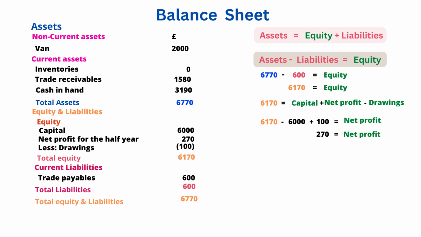This is how we find out the net profit through the balance sheet. We need to use the accounting equation. But if you do the profit or loss statement first, we don't need to use that. So we already have the net profit that came from the profit or loss statement.